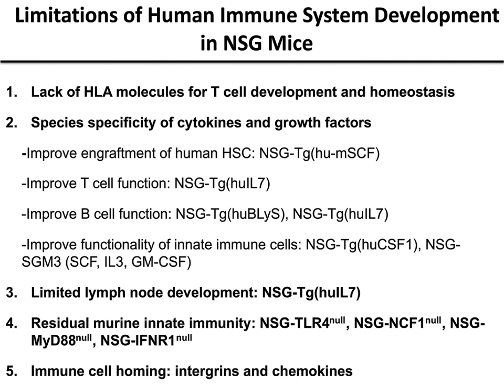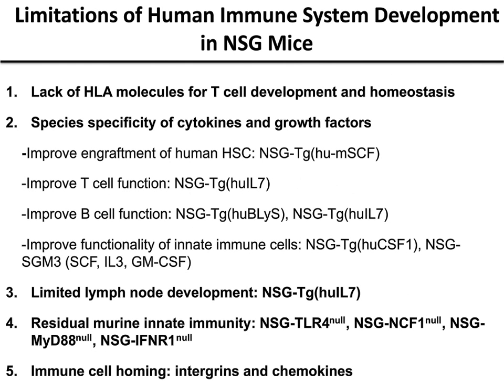There's also the concept that there's a species specificity for cytokines and growth factors that are important for hematopoiesis, and that the mouse versions do not act as effectively on the human cells. So a number of laboratories are now creating base strains of mice which express human cytokines that should be able to improve both total engraftment, T cell function, B cell function, and innate immune cell function.